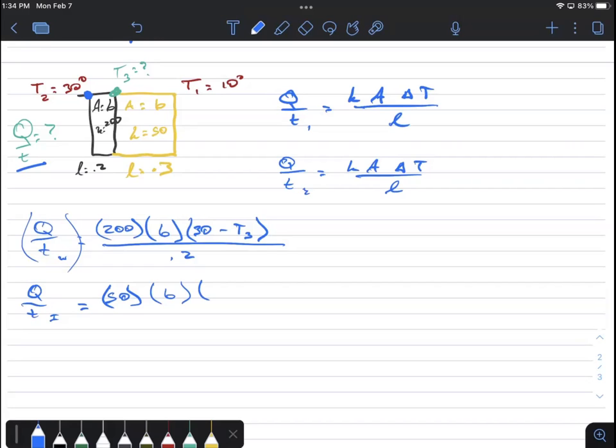If you look at what I did for the wall, I did 30 minus T3. That was the left side of the wall minus the right side of the wall. Now that I'm on the insulation, I have to do the same thing: the left side of the insulation minus the right side of the insulation. I can't switch them. So for the insulation, it's the left side, which is T3, minus the right side, which is 10.